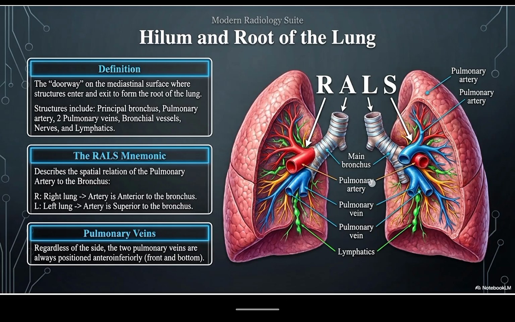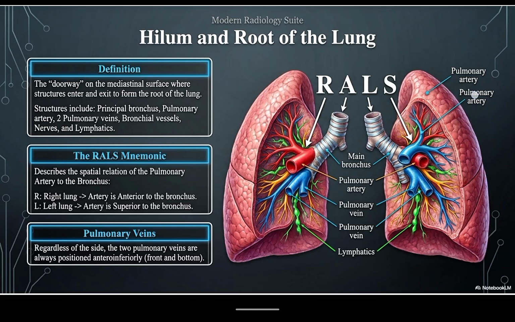Now look at the pulmonary artery. This is the pulmonary artery, and look at the bronchus. So for the right lung, the pulmonary artery is anterior. Look at it. It is anterior to the bronchus, while for the left lung, it is superior to the bronchus.